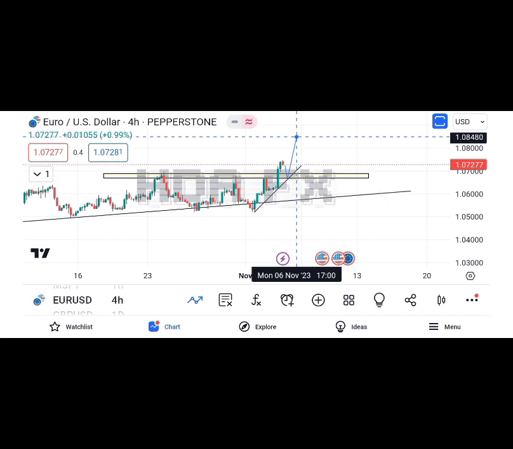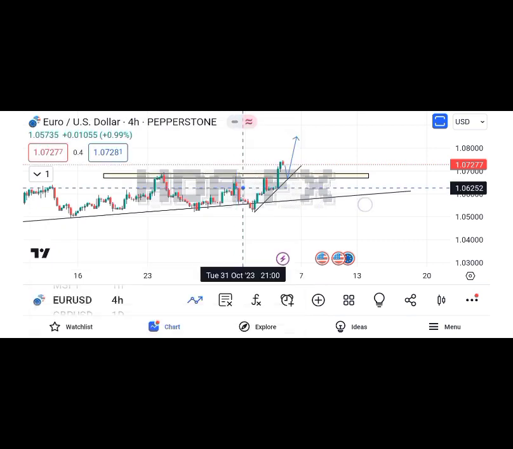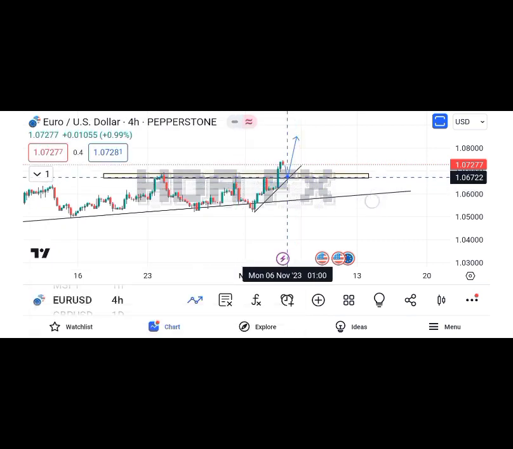So this is my analysis on Euro USD. But sometimes the market can do whatever it likes. So it's likely that Euro USD can also break this zone here. If Euro USD breaks this trend line, then I'll wait for a retest to this zone, then look for selling confirming candles, then sell down to this point. So this is my simple analysis on Euro USD.